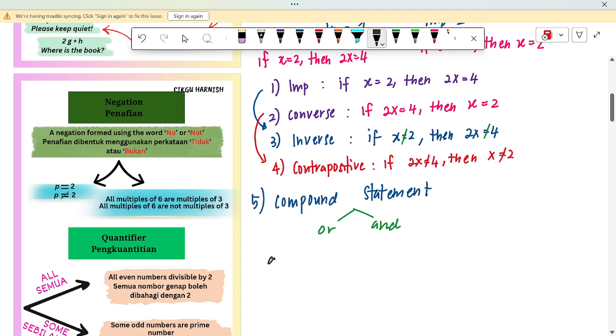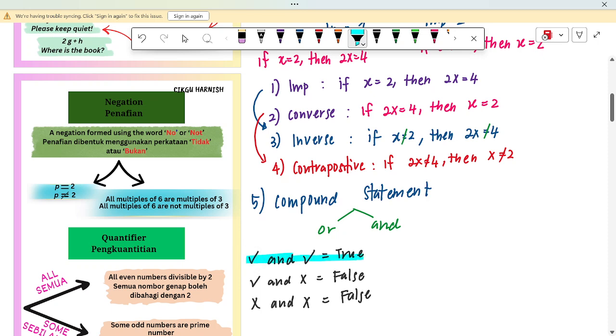So if we are using and, first statement correct, second statement correct, your final answer will be true. First one wrong and second one wrong, it will be false. If both are wrong, then it will be false. So what you need to know is, for and, both must be true to get true. But for or, one correct, one wrong. Sorry, let's start with both correct first.